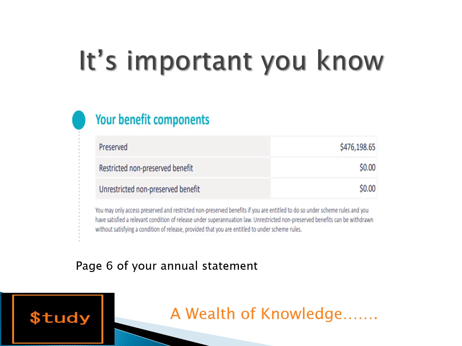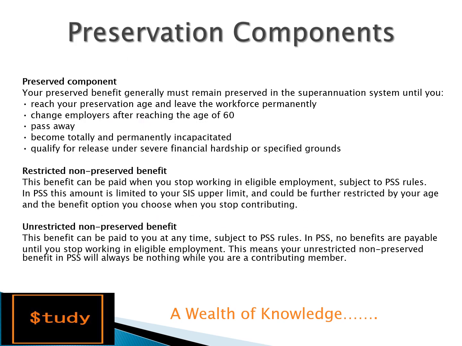On your statement on page 6, at the top of the page, you'll see these three benefit components. You've got a preserved, a restricted non-preserved, and an unrestricted non-preserved. I always love the terminology in superannuation. Anyway, we've got these three components, and they are pretty typical in the regard that you'll find these components, generally speaking, on your other super fund if you own one. These are standard components, and each one has a different meaning on when you can access it. It's all about preservation in superannuation. Generally speaking, your money is tied up. So let's have a look at these three components and what they really mean inside the PSS.